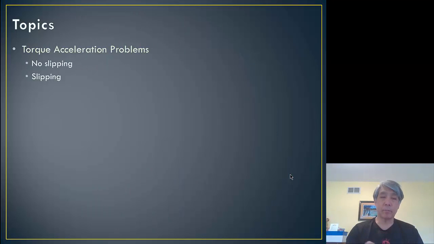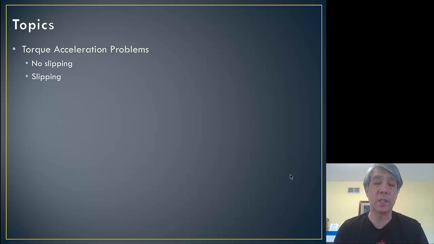So this lesson in AP Physics C looks at rotational dynamics and situations where the object is going to be accelerating. So we're no longer in equilibrium situations. The acceleration could be linear acceleration or rotational acceleration. So the problems for torque acceleration basically fall into two categories. One's where slipping is involved and where there is no slipping.